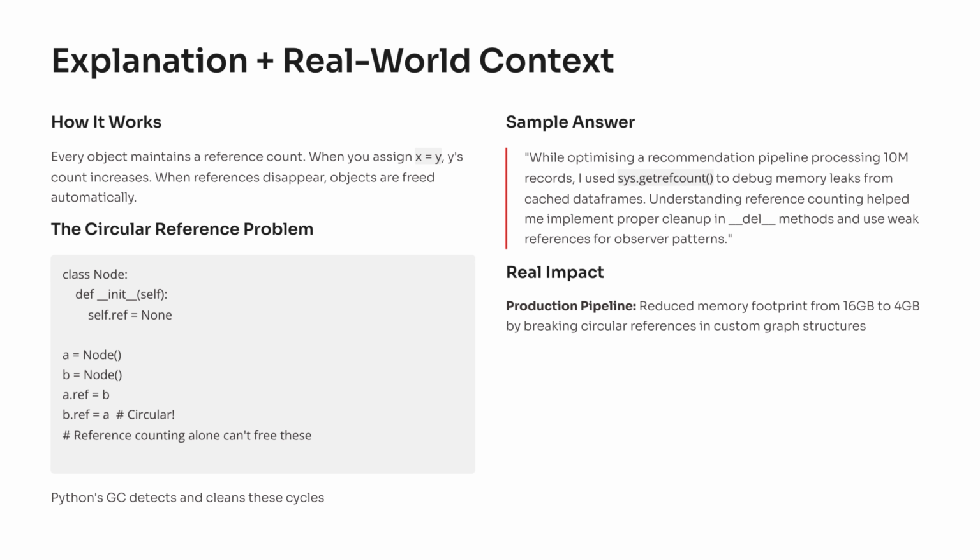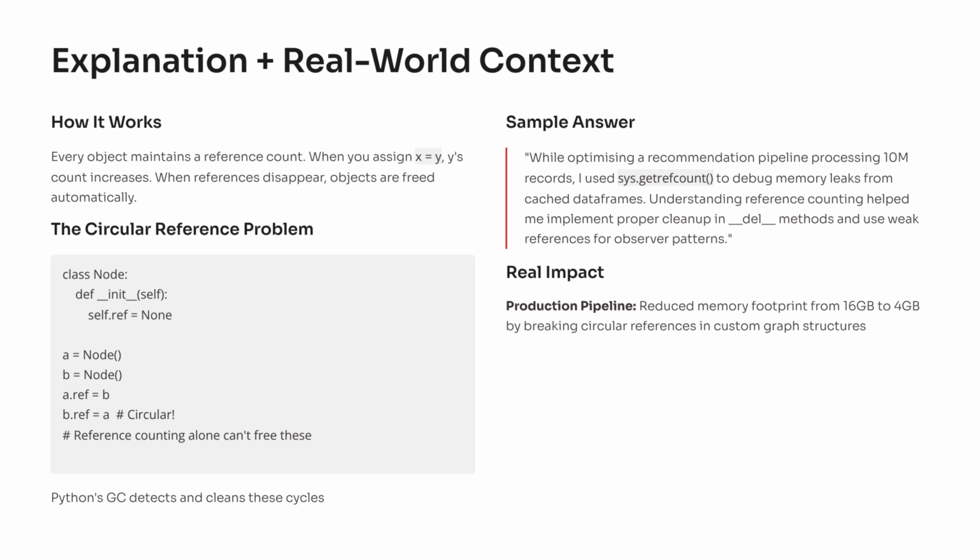Let's see how this works in practice. In Python, every object keeps a small internal counter. It's like a popularity score. Each time you assign that object to a new variable, the score goes up. When one of those variables is deleted or goes out of scope, the score drops. Once it hits 0, Python knows the object isn't needed anymore, so it automatically clears that memory.